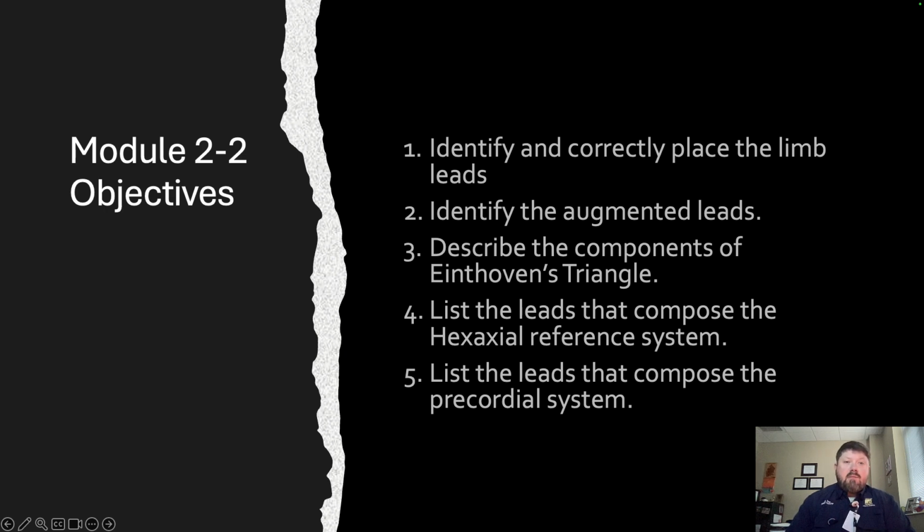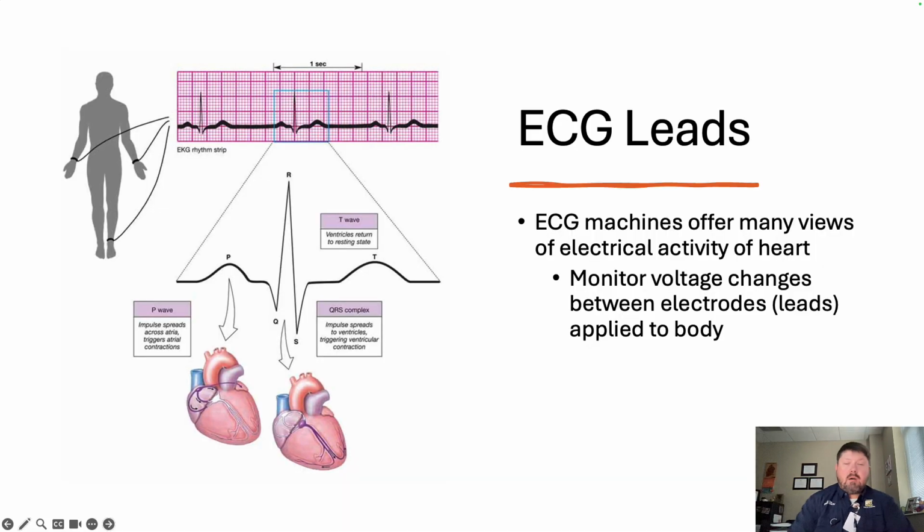Describe the components of Einthoven's triangle, which are made up by your limb leads. List the leads that compose the hexaxial reference system, which includes your limb leads and your augmented leads. And list the leads that compose the precordial system, which are the other components of your 12-lead ECG.